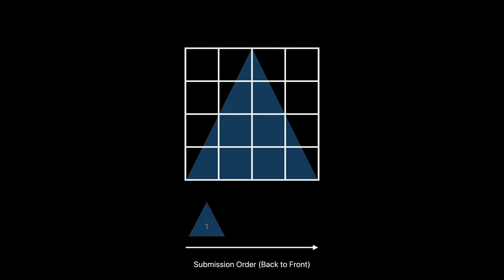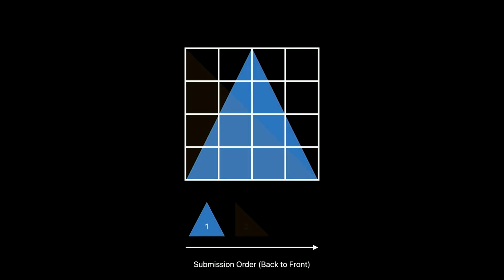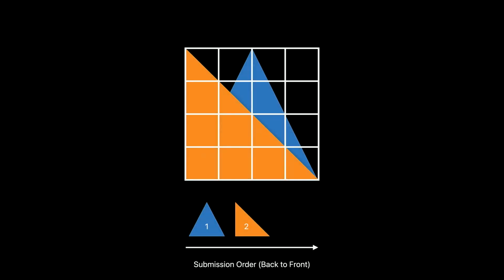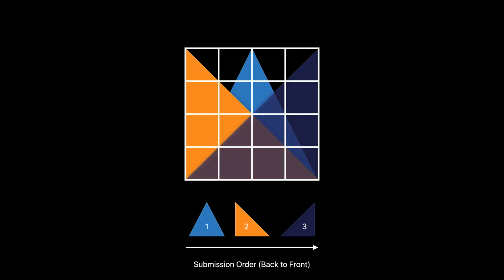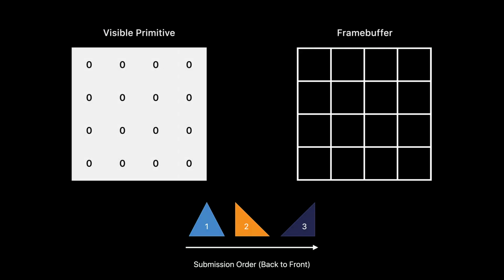So let's assume we want to render three triangles, submitted back to front. First, the blue triangle at the back. Second, the orange triangle in the middle. And finally, a purple translucent triangle in the front. HSR will keep track of visibility information. Each pixel will keep the depth and primitive ID for the frontmost primitive. 0 in this case means that the background color should be used. We have not yet rasterized anything.